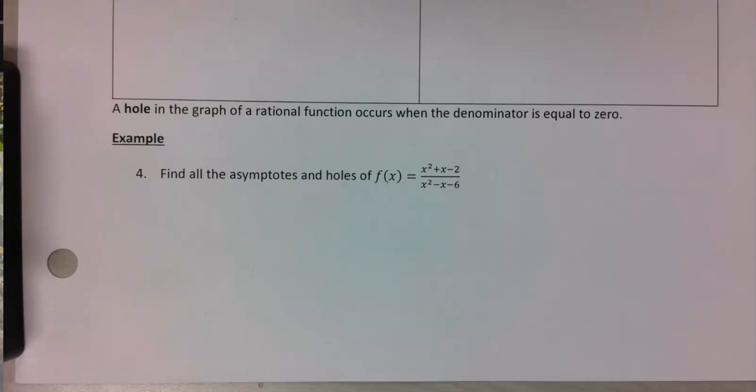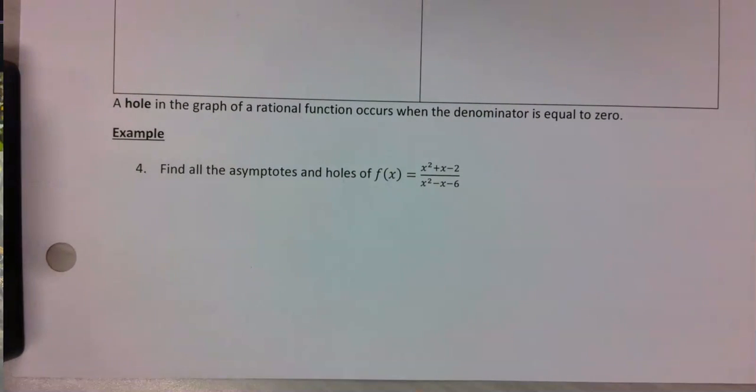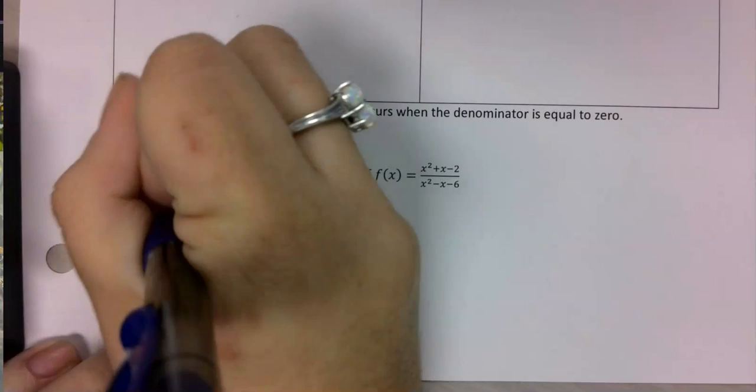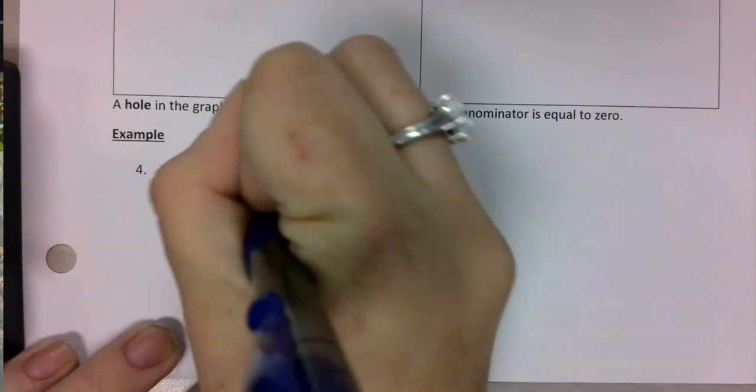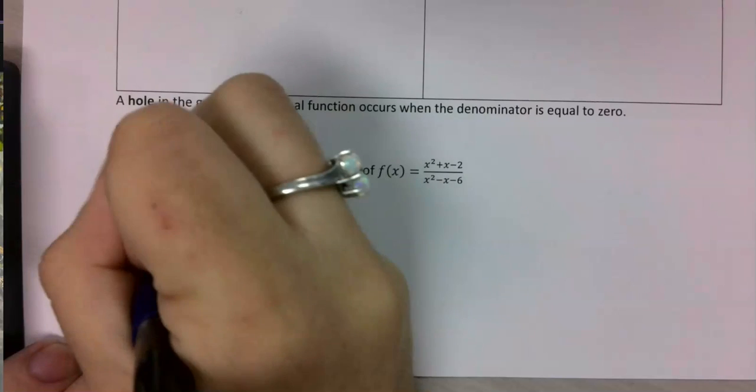Okay, so next thing we're going to talk about is a hole in the graph. Holes in the graph happen when there's a vertical asymptote. So I just find my asymptotes like normal, and my vertical asymptotes will also be my holes. So first thing I want to do is take my denominator and set it equal to 0. So what multiplies to negative 6 and adds to negative 1?